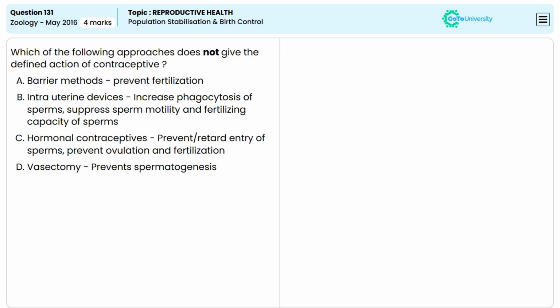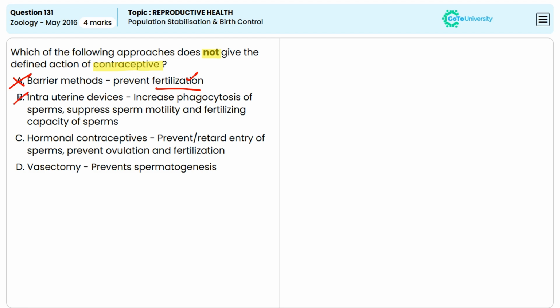Which of the following approaches does not give the defined action of contraceptive? The first one is the barrier method. It prevents fertilization. This is absolutely correct. The barrier methods, which include condoms and diaphragms, work by preventing sperm from reaching the egg, thus preventing fertilization. So that means option A is an incorrect answer.